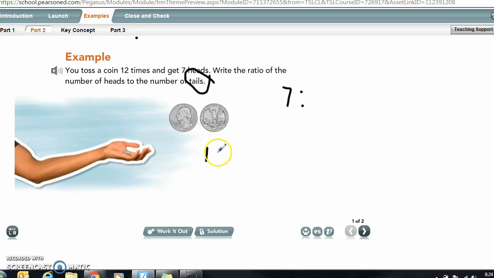So to figure out how many tails we got, we need to do 12 minus 7, because 12 total tosses minus 7 tosses where we got heads will give us the amount of tails we got. Well, it'll be 7 to 5, because we know there are 5 tails, because 7 plus 5 is equal to 12.